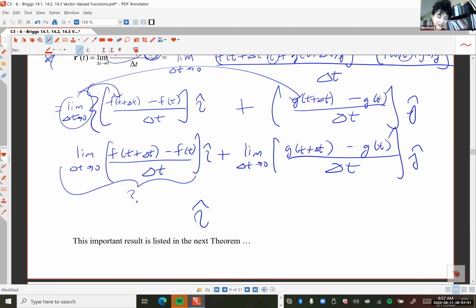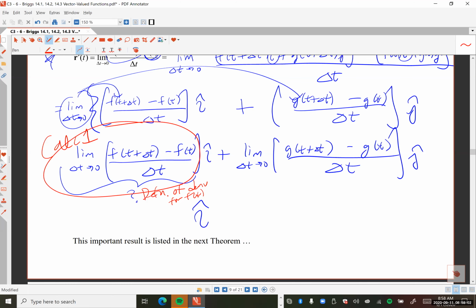I'll open it up to the chat. Anybody there? The definition for a derivative? Yes, that is the definition of the derivative. Thank you so much. It's the derivative of f of t. So this whole thing is a Calc 1 definition, and I just go f prime of t times my i hat. Beautiful, beautiful. And then I'm going to have plus something else times j hat.